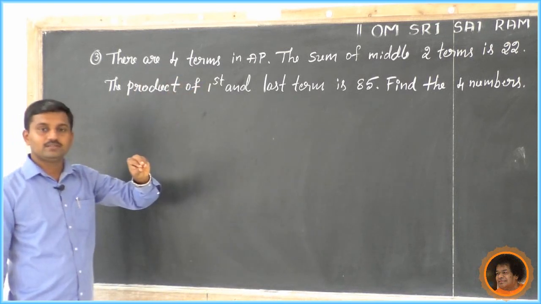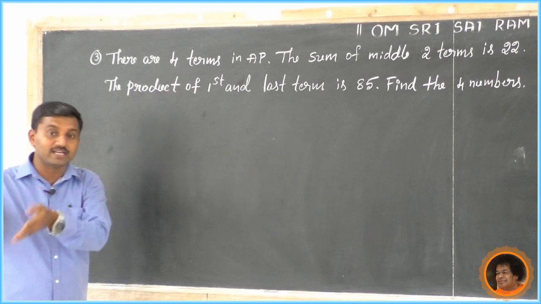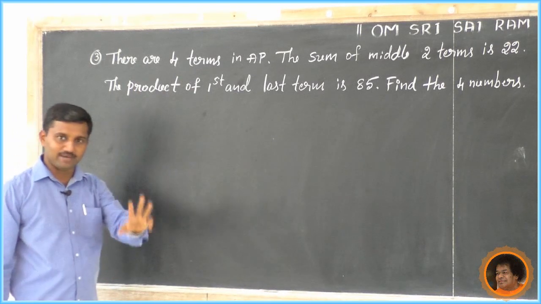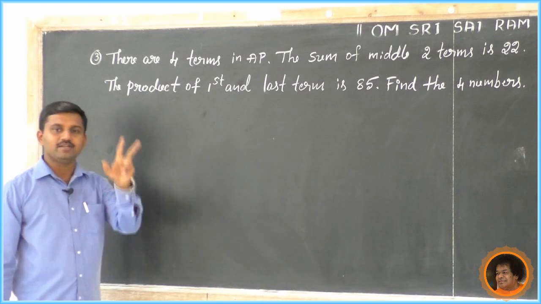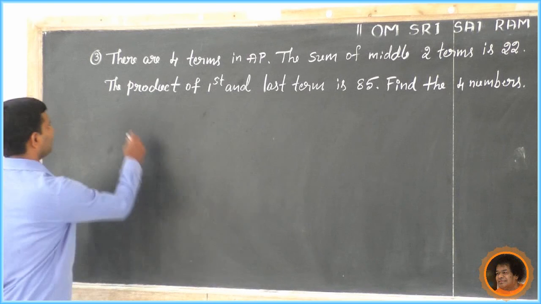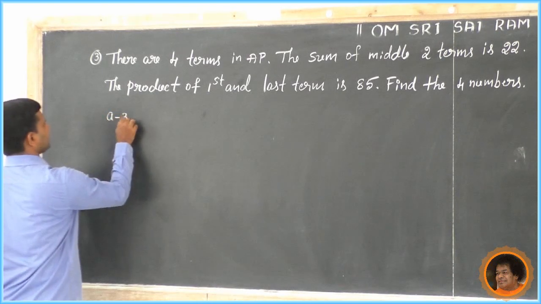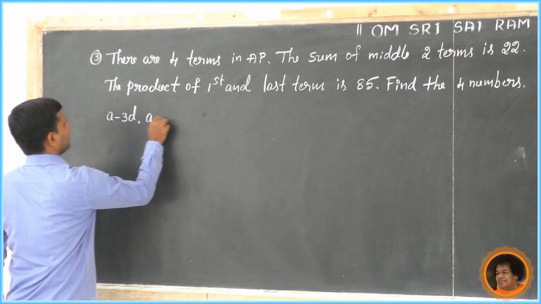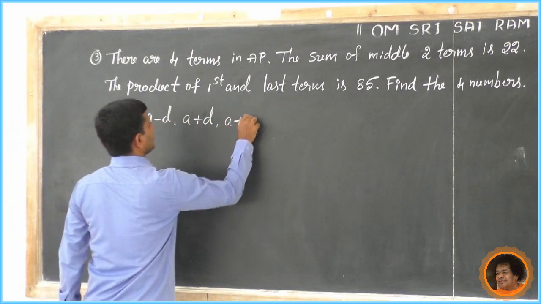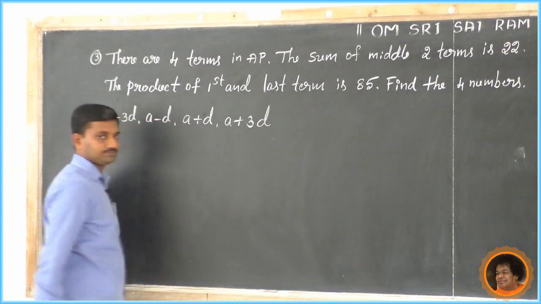If the question says 4 terms are in AP, or find the 4 terms, we have to consider the 4 terms a minus 3d, a minus d, a plus d, a plus 3d, which are also in AP. So let the numbers a minus 3d, a minus d, a plus d, a plus 3d be the 4 terms.